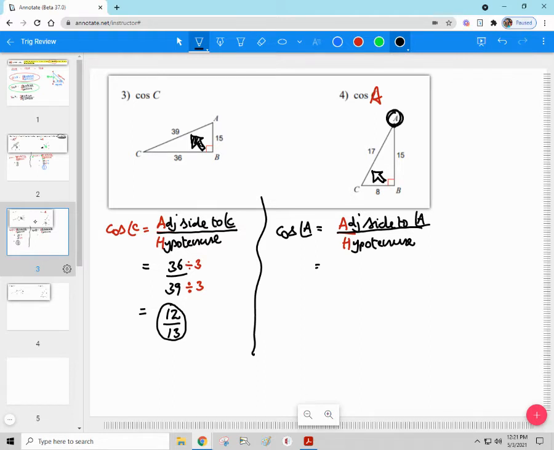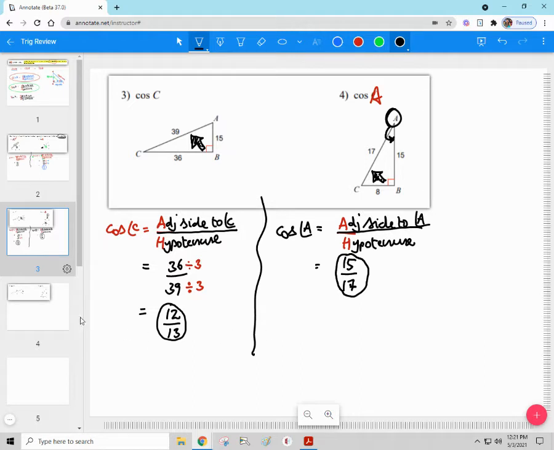Therefore, I cannot take this one as adjacent. Then I have to take this one as the adjacent side, which is AB. Therefore, AB is 15 units, and the hypotenuse, the side opposite to 90 degrees, is 17. Now, can you divide the numerator 15 and denominator 17 by any number? The answer is no. We cannot divide both these values by any value. Therefore, this itself is in its lowest terms.